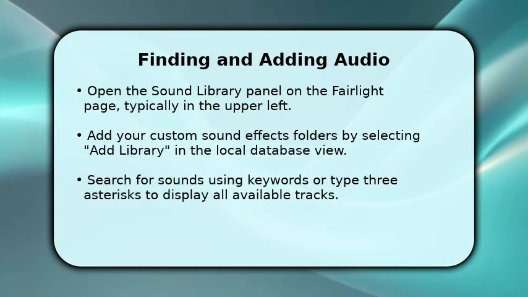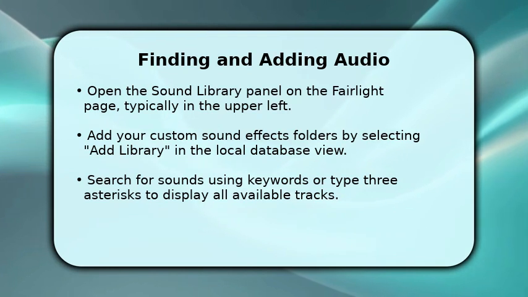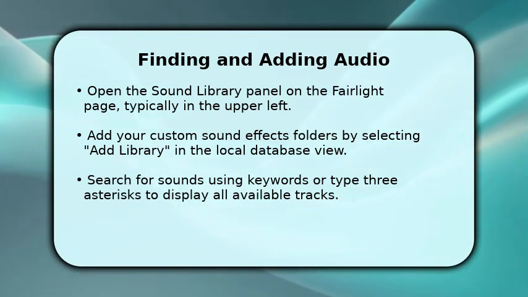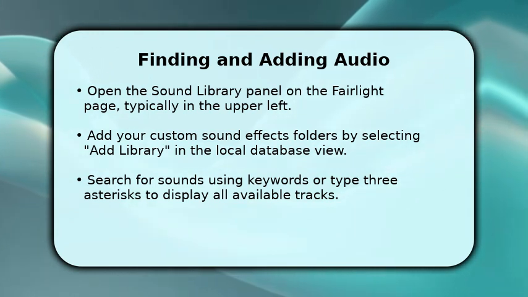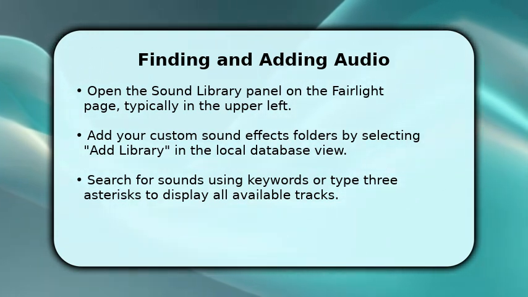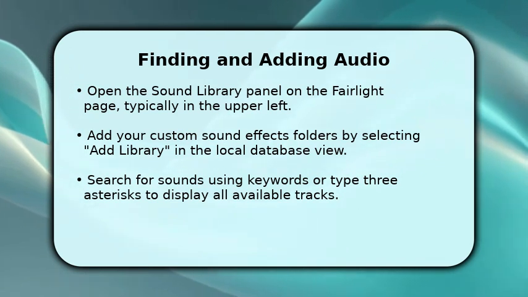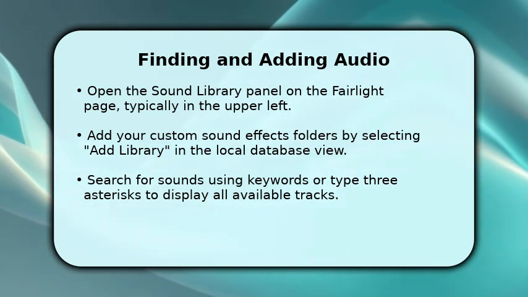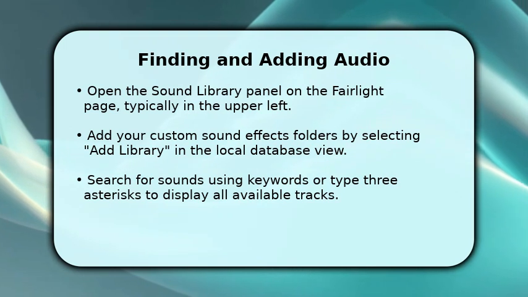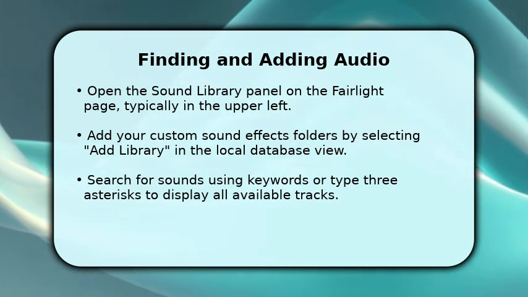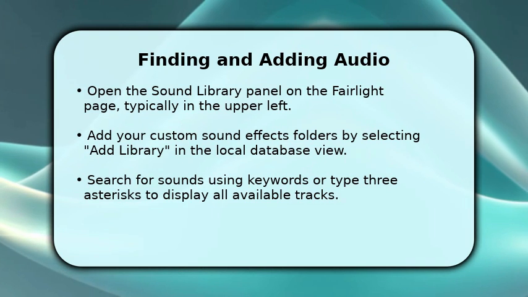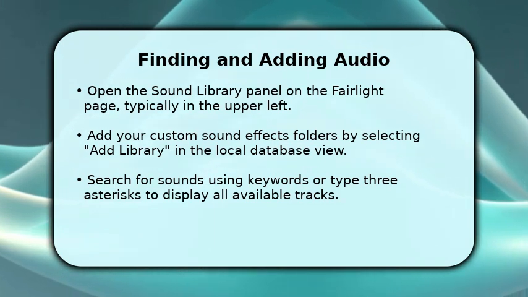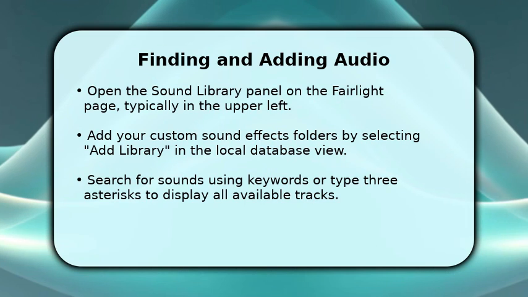To begin, navigate to the Fairlight page and open the Sound Library panel, usually found in the upper left corner. You can easily add your own sound effects folders by choosing Add Library within the local database view. To find specific sounds, use the search bar with keywords or type 3 asterisks to see all available tracks. Remember, Blackmagic Design also provides a completely free Fairlight sound library for you to download and use.